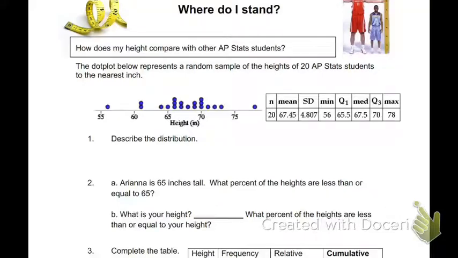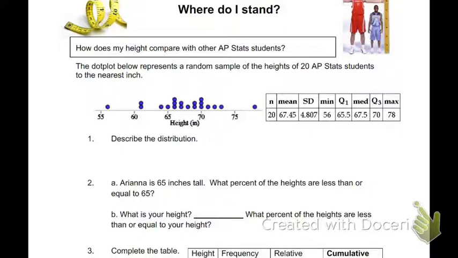All right. Let's start making our way through this here. How would you describe this distribution? I said the data shows it's roughly symmetric. It is roughly symmetric. And then I said 78 is an outlier. The median is 67.5, and the IQR is 4.5.